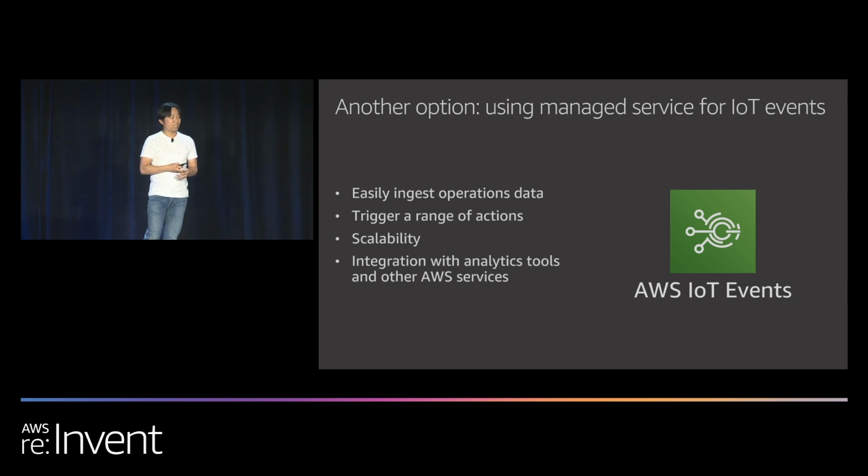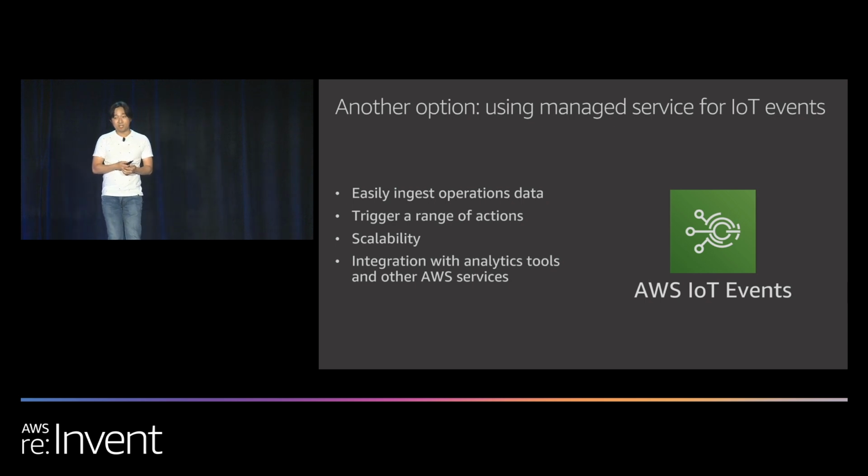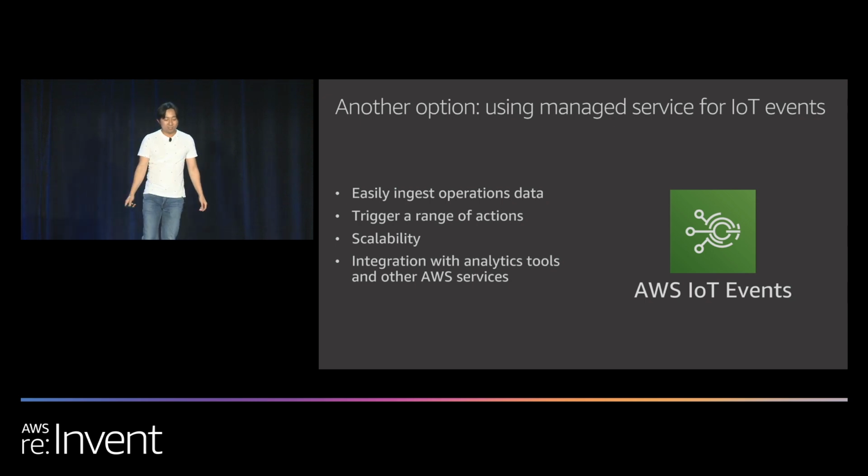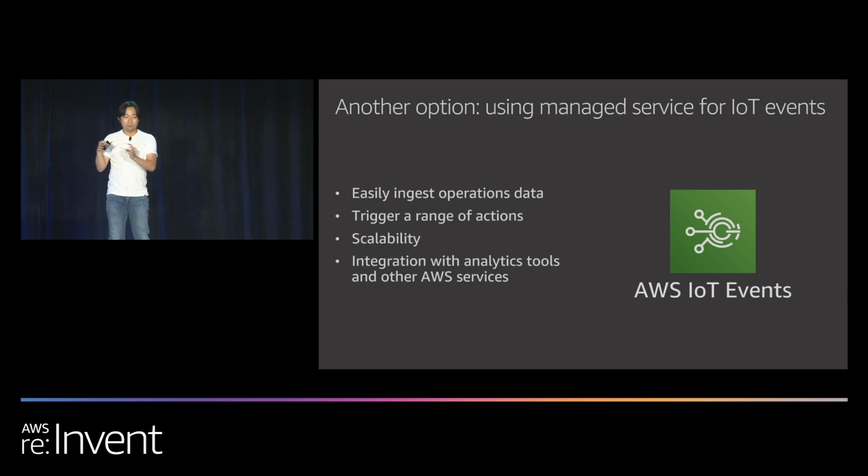This is another option you can choose for your events data. We have AWS IoT Events, which is a managed service. If you are using this service, then you don't have to worry about anything. You can just use this one. With AWS IoT Events, whatever data you want, you can easily ingest into AWS IoT Events. Then rules can send messages to other services. And you also can trigger a range of actions, which means that you can mix multiple data to make alerts.